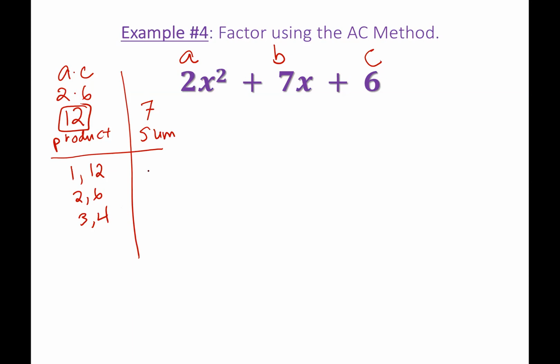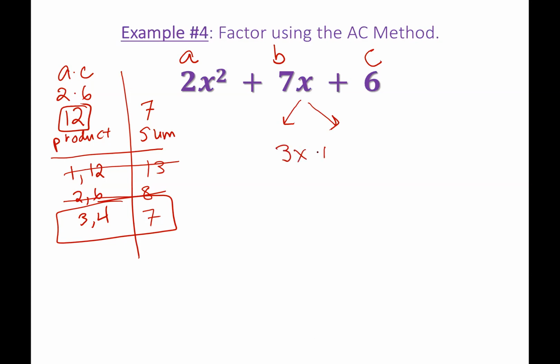So 1 plus 12 is 13, that's not good. 2 plus 6 is 8, close but not quite. 3 plus 4 is 7, there it is. Okay, now what? Remember what to do? Once you come up with these two numbers, this is the split up the middle term part of the problem. So we're going to take that 7x and rewrite it as 3x plus 4x.